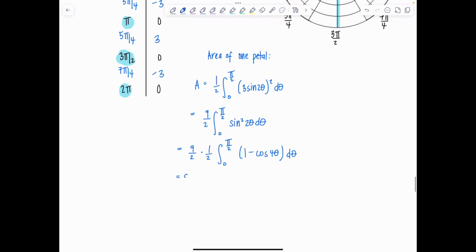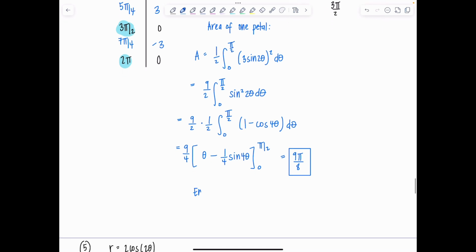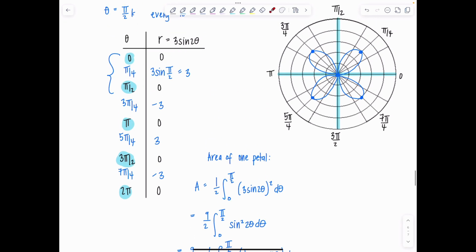And then this is going to be 9 over 4. Antiderivative of 1 is theta. Antiderivative of cosine 4 theta is 1/4 sine 4 theta, evaluated from 0 to pi over 2. And then this will give us 9 pi over 8. Okay? Good. If you want the entire graph, then you just take 9 pi over 8 times 4 petals. So 9 pi over 2. You also could, in this case, integrate from 0 to 2 pi, because remember, it took 0 to 2 pi to trace out the entire graph.